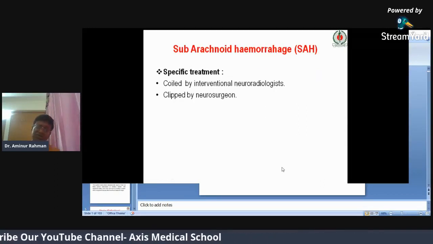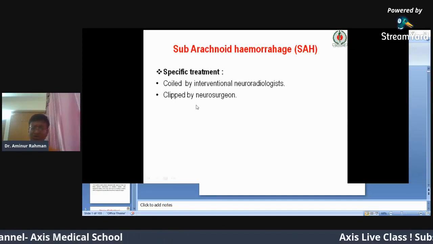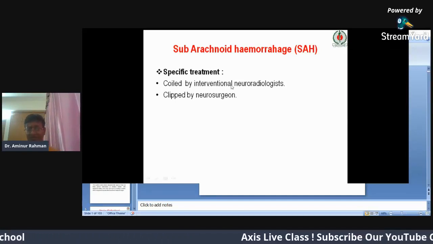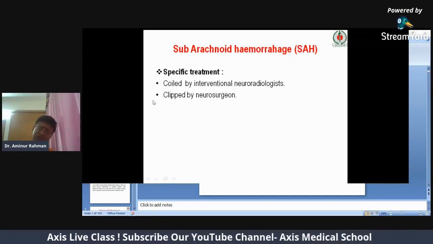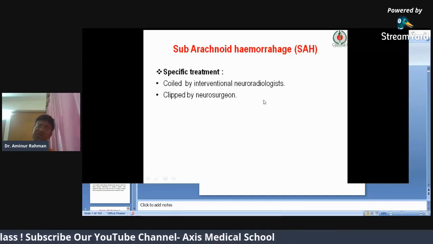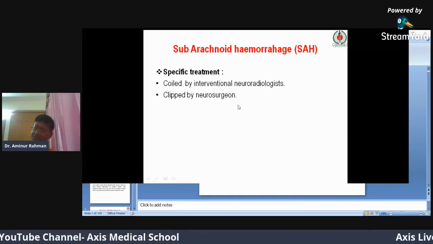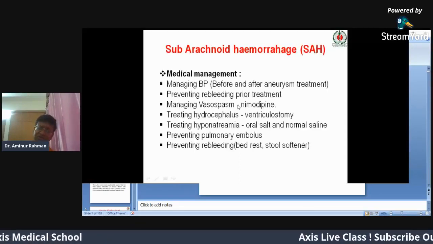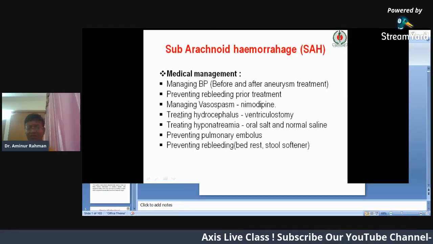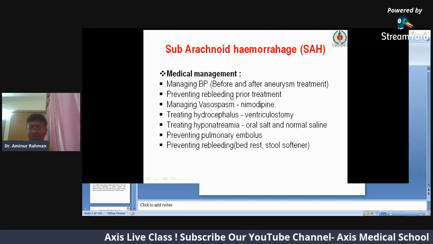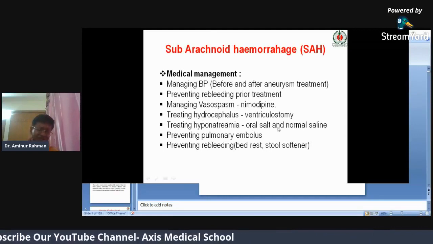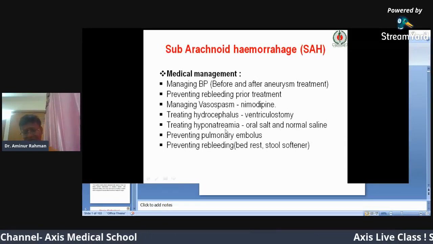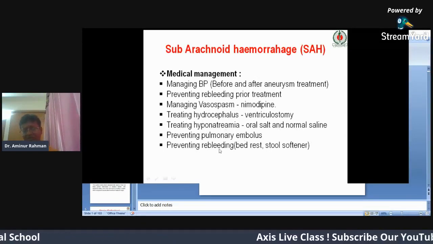And subarachnoid hemorrhage, specific treatment is coiling by the interventional neurologist. We do the coiling for these patients in my country also, and clipping by the neurosurgeon, that is also done in my country too. And medical management: managing blood pressure, preventing rebleeding prior to treatment, managing vasospasm, treating hydrocephalus, treating hyponatremia, preventing pulmonary embolus, preventing rebleeding.